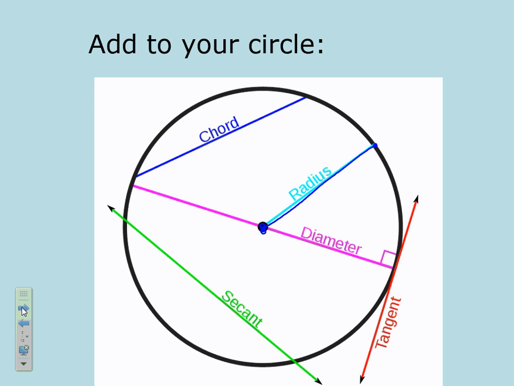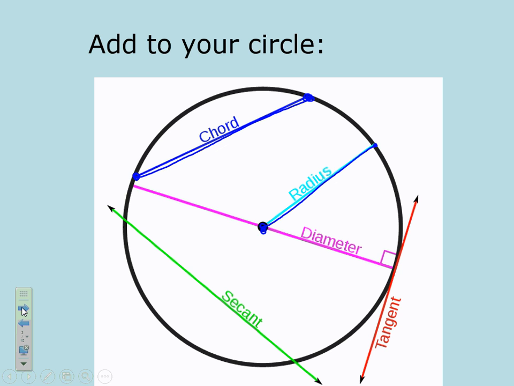Okay, but new words for us, a chord, secant, and a tangent. A chord is any segment who has its endpoints on the circle. So that's one chord that we could draw. Notice both endpoints are on the circle. Whereas a secant is a line that extends beyond the circle but goes through the circle and hits it in two places. So notice that green line is a line that goes all the way through the circle.